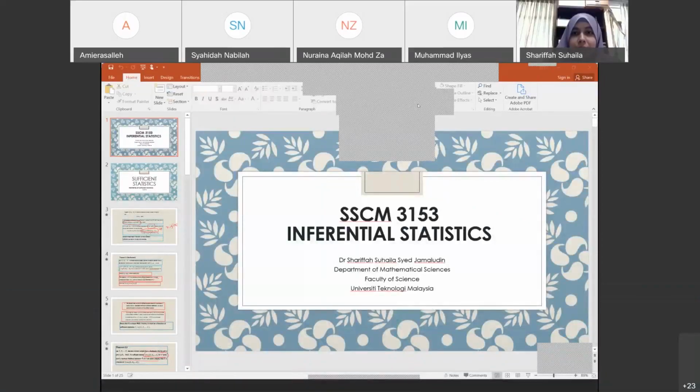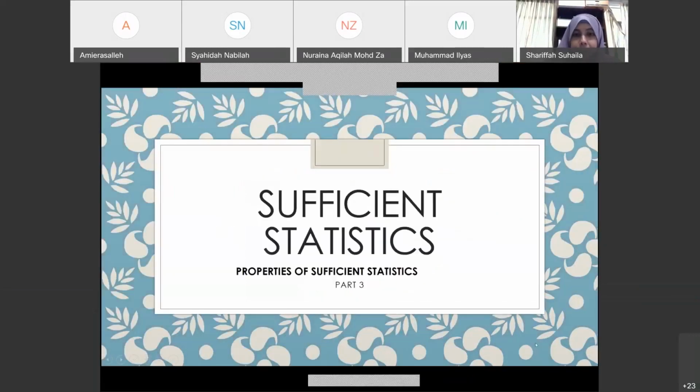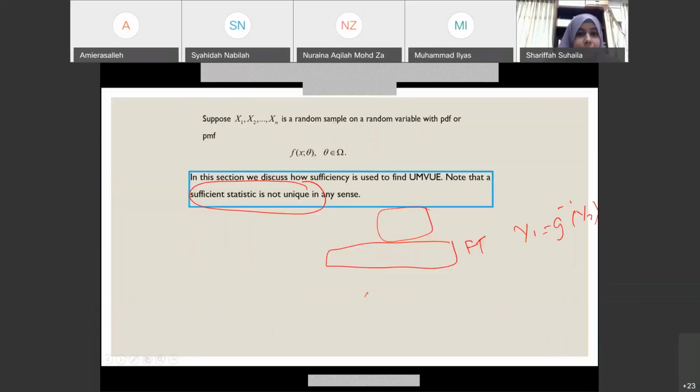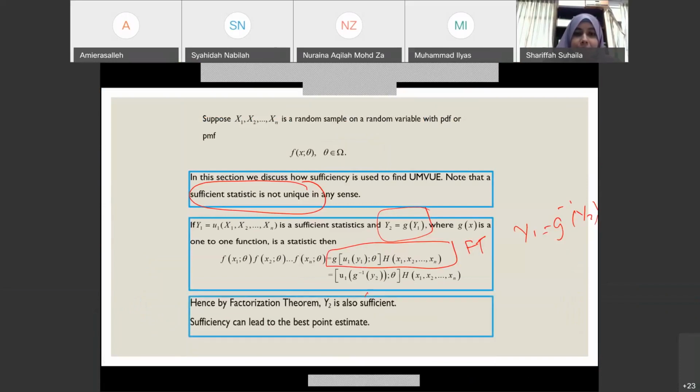Okay, so I'll just go through back what we already learned on properties of sufficient statistic. Okay, so actually we already discussed about the Rao-Blackwell theorem. The point here is to find the uniformly minimum variance unbiased estimator. So the same thing, we already have the joint probability function.